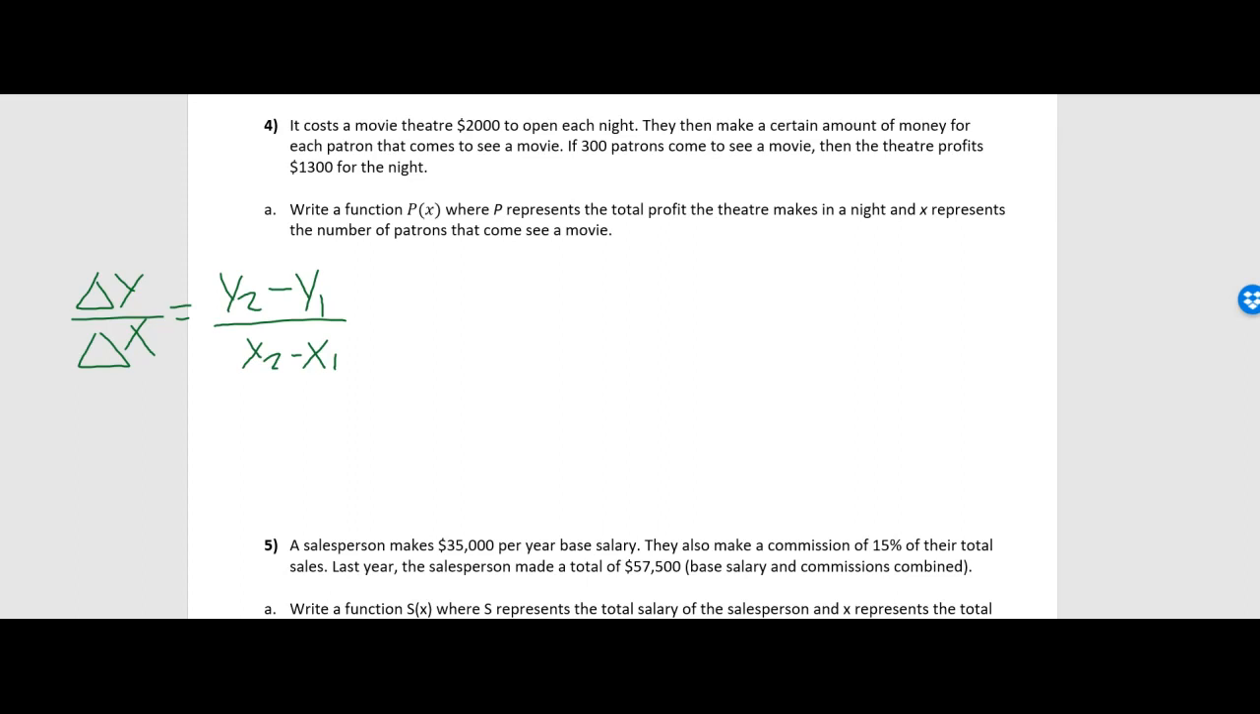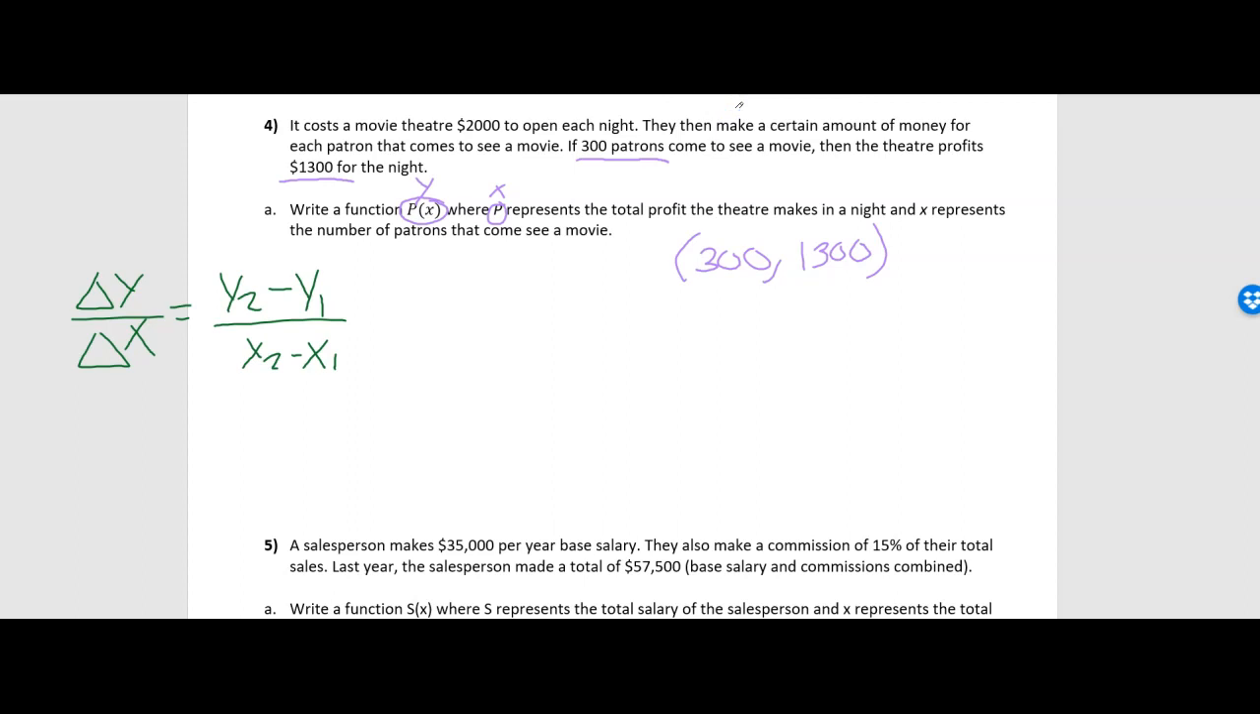Well, and remember, P of x, right? We could really think of P of x as our y values. Those are our outputs. The P would essentially be our x values or our inputs. Well, I have 1 point given. It says if 300 patrons come, the theater profits $1,300. So 1 point would be 300, comma, 1,300.